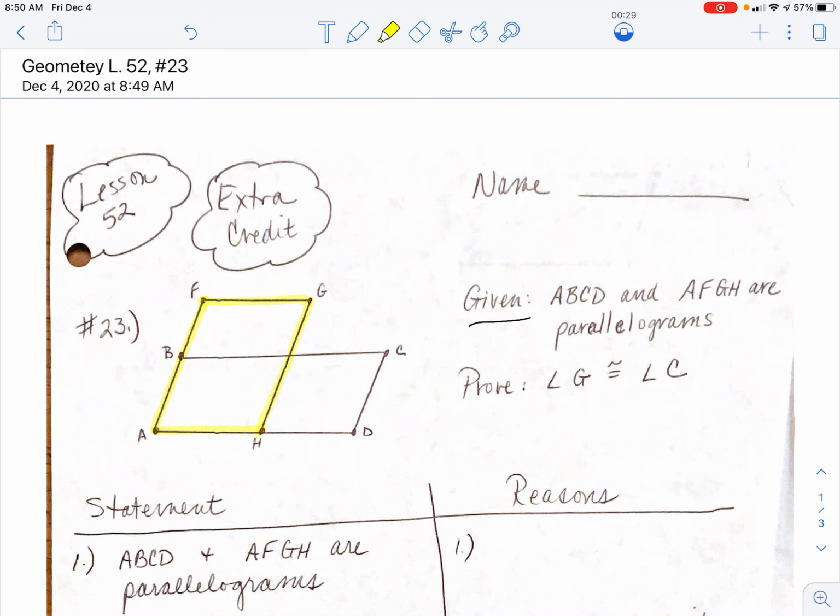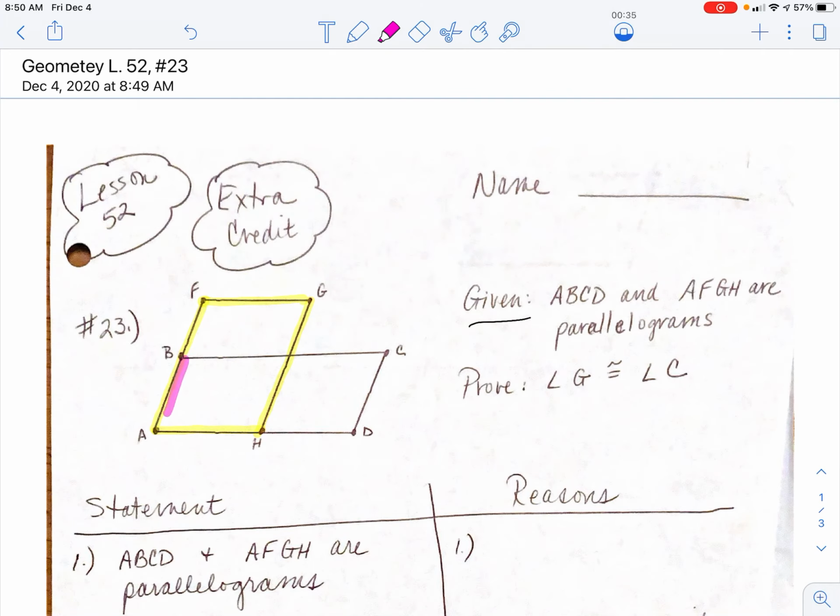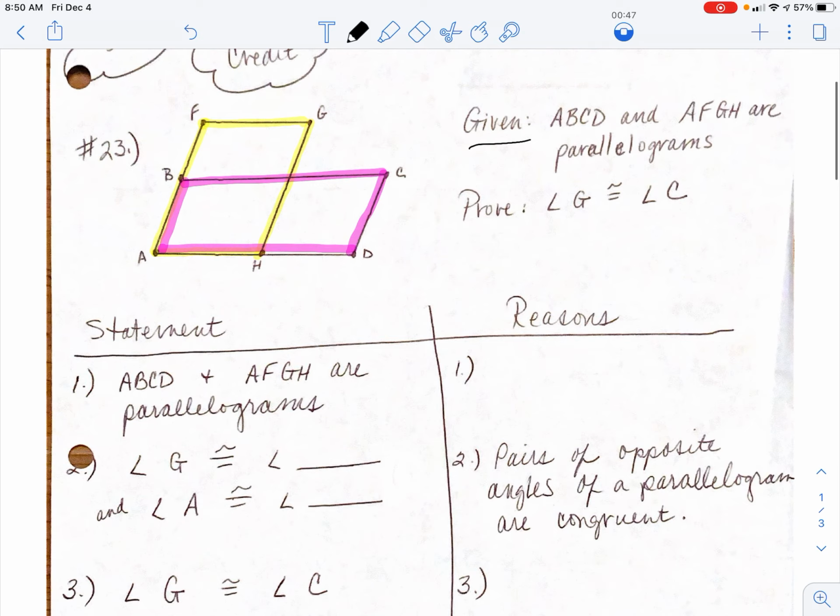So there's AFGH, and now let's mark ABCD. I'll use pink for that. ABCD. So obviously they have some overlapping parts, but there's our two parallelograms.